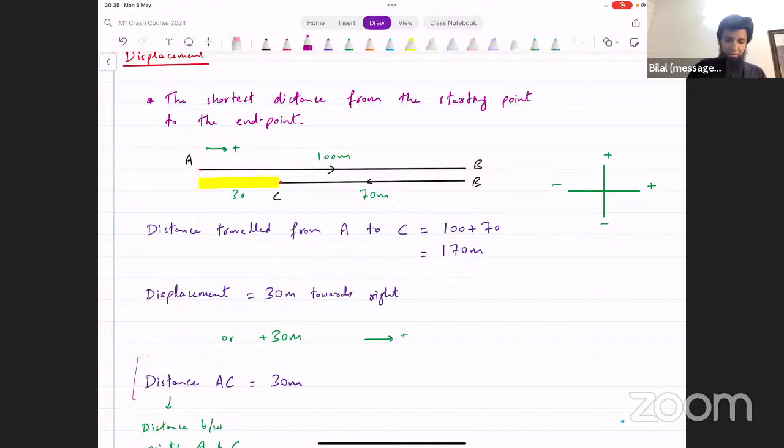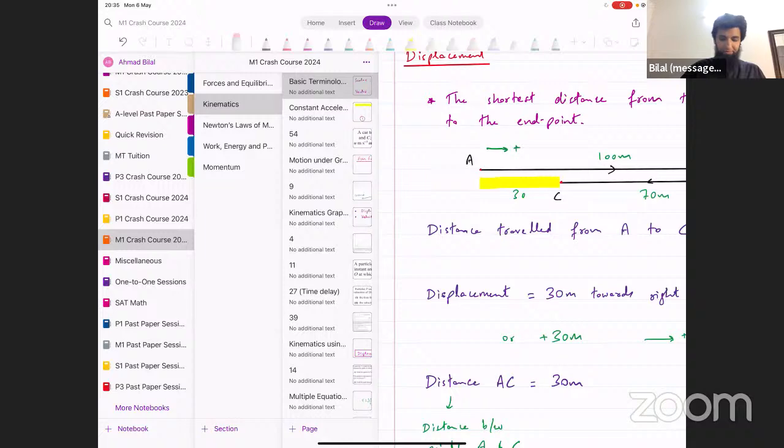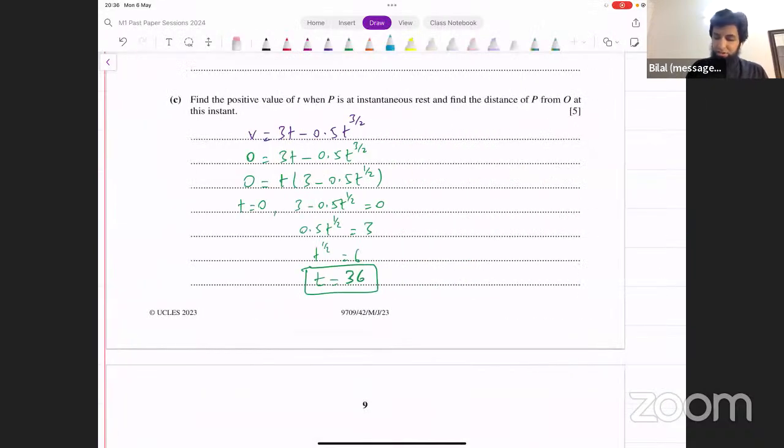But sometimes they say something like distance AC. Now, distance AC does not mean the distance the particle travels from A to point C. It means the distance between the points A and C. That's the same as displacement, right? The word used is distance here, but what it actually means is displacement. So distance AC means displacement in this case. When you have to find distance traveled, they would say distance traveled or distance covered or something like that.